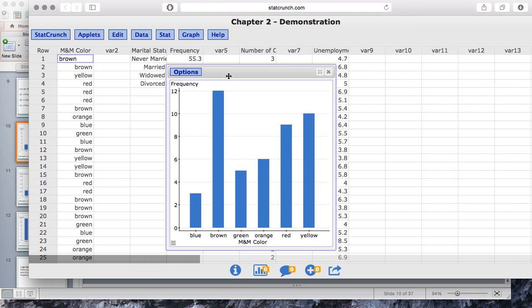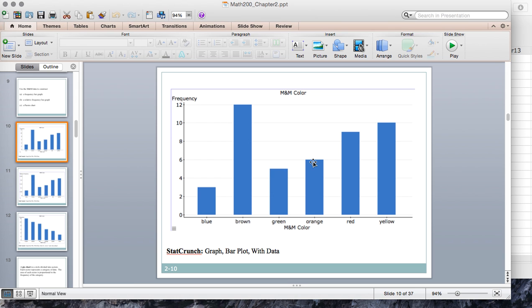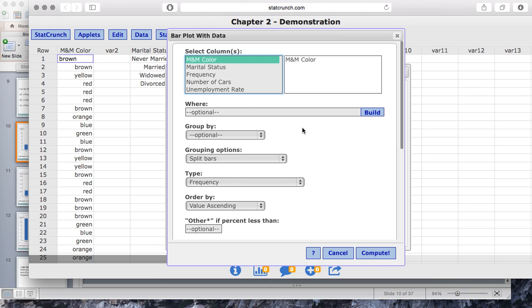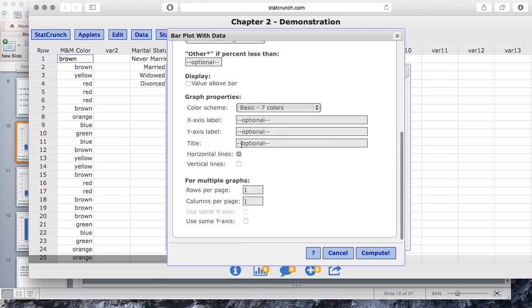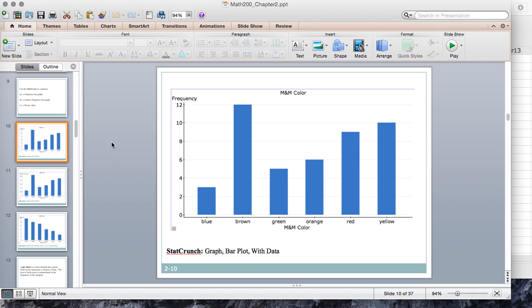So this is what this one looks like. Looks pretty much like what this does right here. The only thing I'm missing is a chart title. So if you go to Options, Edit, that's going to allow you to change this if you just have a small thing to change, and you can go ahead and put a title in here if you want, just like I did with this one.